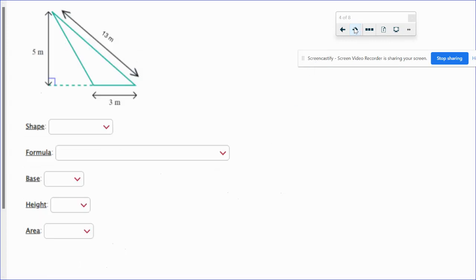All right, we have another triangle here that we're going to find the area of, and I know it is a triangle because it has 3 sides.